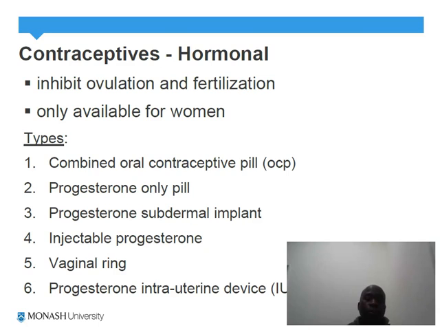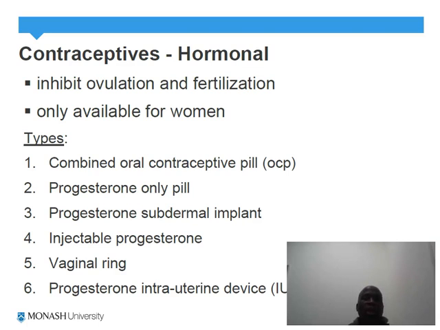Okay, let us look now at hormonal contraceptives. These are hormones that are taken by the female to prevent pregnancy. Basically, they inhibit ovulation and fertilization. Those are the two major roles of hormones. It's also important to know that hormonal contraceptives are only available for women. There are no hormonal contraceptives for males.